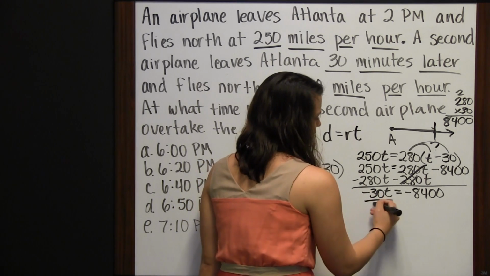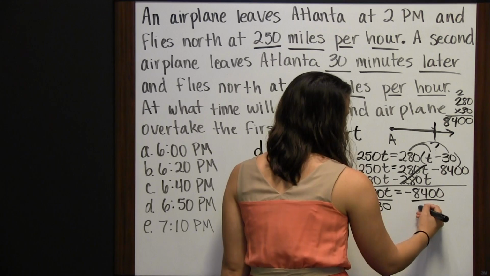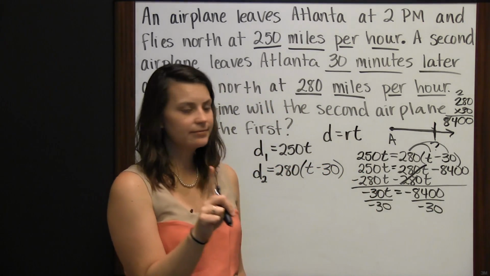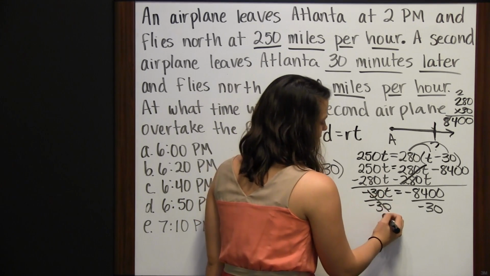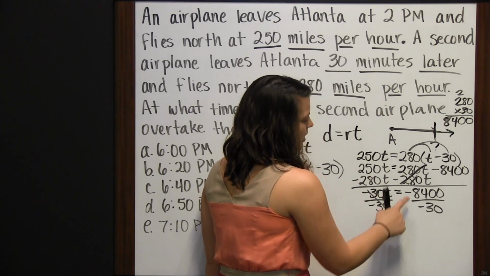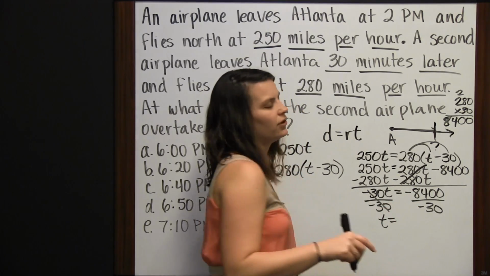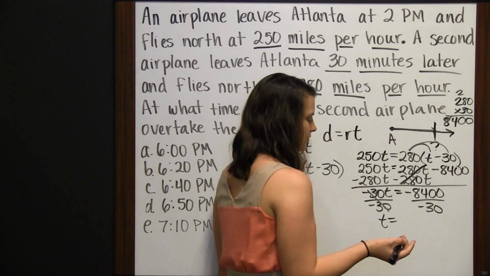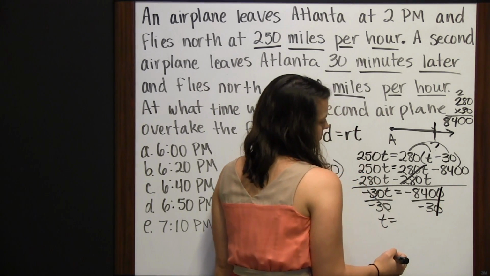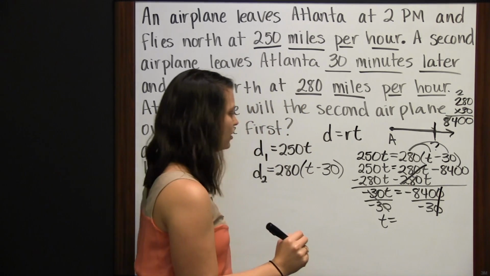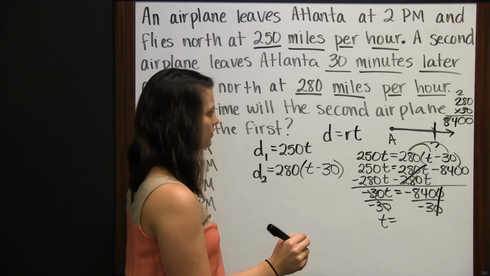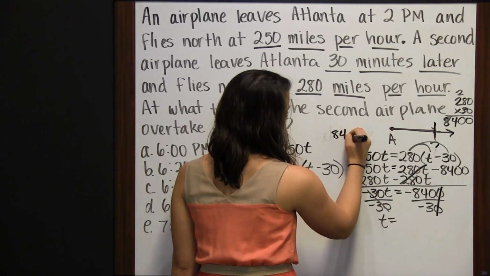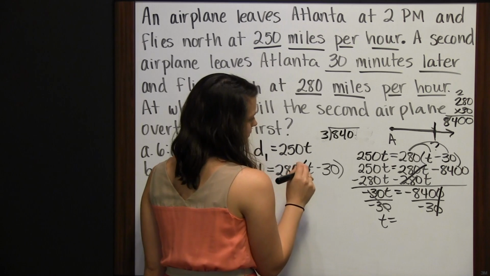To solve for t, we need to divide both sides by negative 30. Negative 30 divided by negative 30 is 1, times t is simply t. Negative 8,400 divided by negative 30. First of all, a negative divided by a negative is a positive. Then we can cancel a 0, and really all we have to do is divide 840 by 3. I'm running out of space here, so I'm going to get rid of this so we can divide 840 by 3.